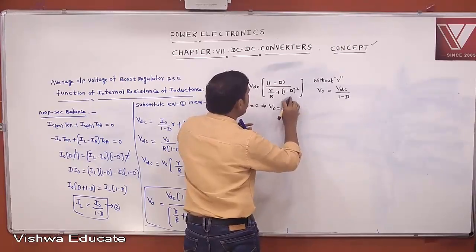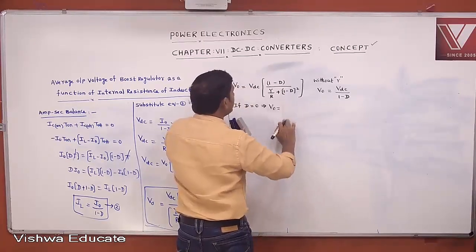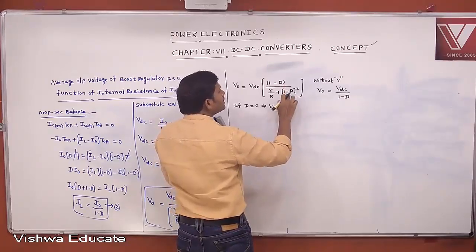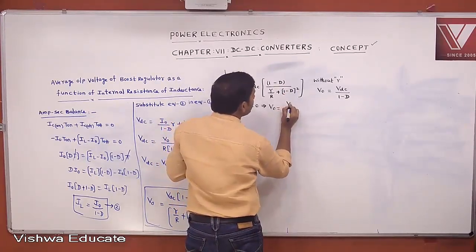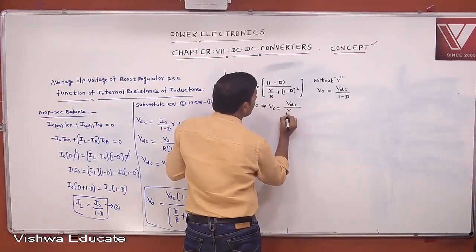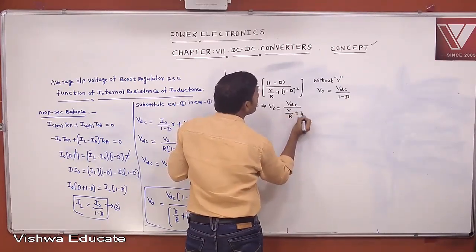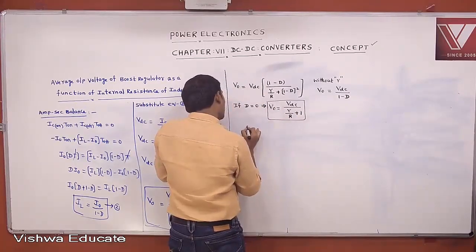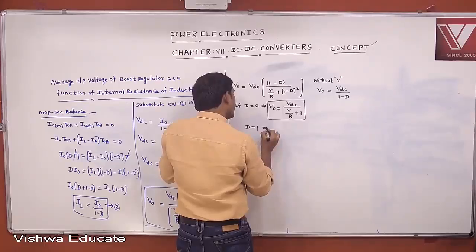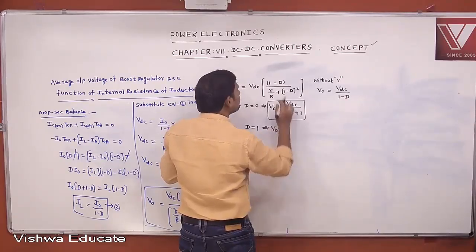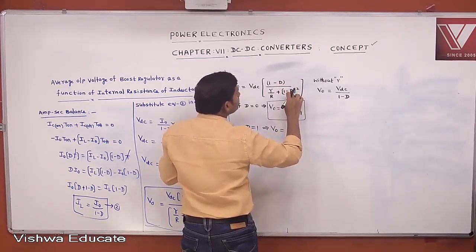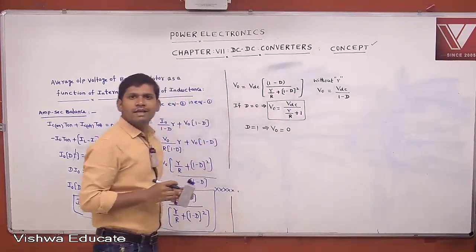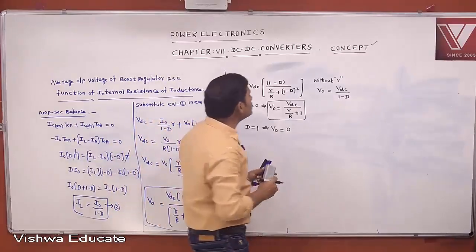Sorry, if D equal to 0 you substitute here, this is 1 you can get. Then VDC by (capital R by small r by capital R plus 1) you can get for D equal to 0. Then for D equal to 1, what is V naught you get? This is 0. V naught equal to 0. For duty cycle equal to 1, V naught equal to 0.